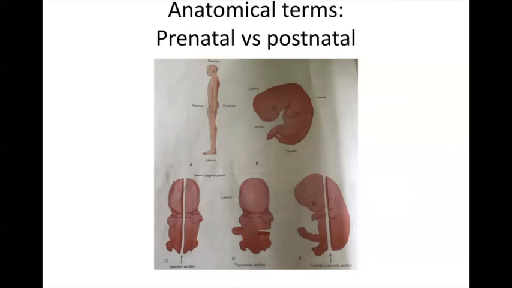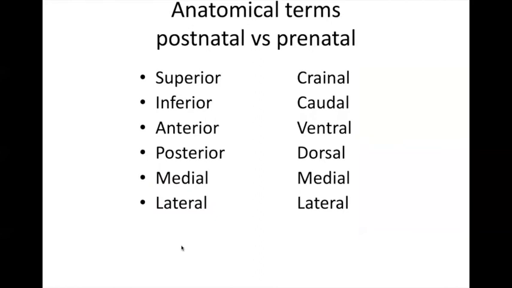And so what's up and down and left and right becomes kind of ambiguous. So to that end, we don't talk about things being superior. We talk about things being towards the head, which is cranial, or being towards the tail, which is caudal, right? The belly surface is the ventral surface, and the back surface is the dorsal surface. So things that are towards the belly are ventral, and things that are towards the back are dorsal. Okay. We're going to go over these again in a second, so don't worry too much about that yet.